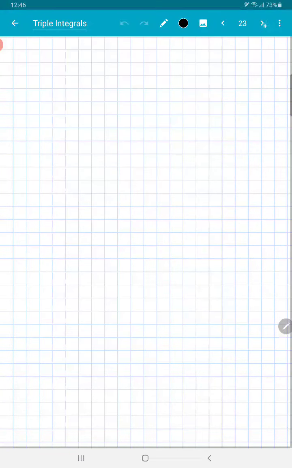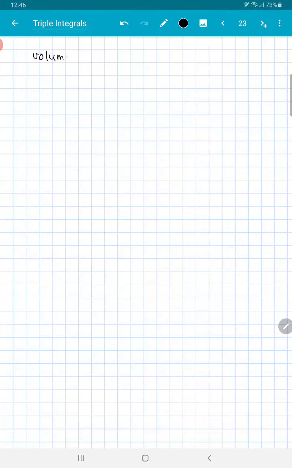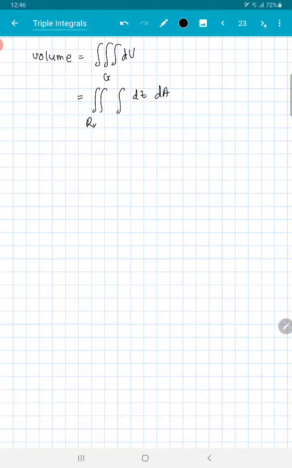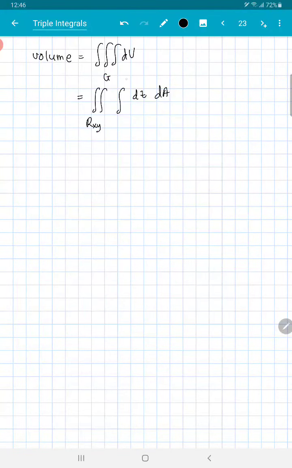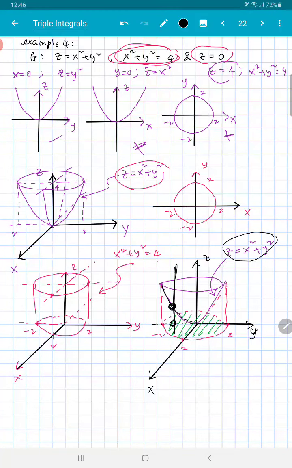Let's find the volume. From before, volume is equal to the triple integral of dV over the solid G, and we're going to use cylindrical, meaning that we're going to integrate with respect to z first, and our area A would be on the xy plane. Now let's get the upper and the lower limits for z. The upper limit for z would be this paraboloid, which is governed by that equation, so we have z is x squared plus y squared, and the lower limit would be the xy plane, which is z equals 0.